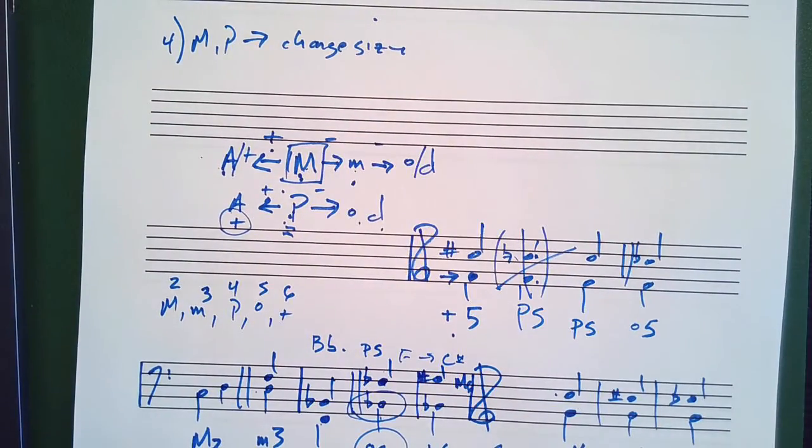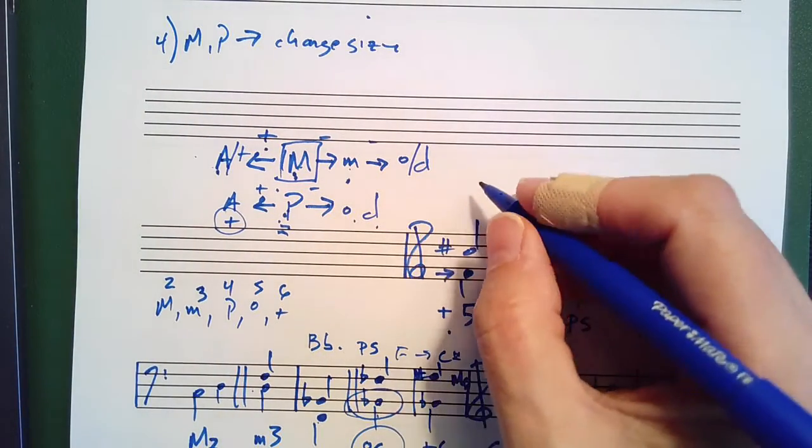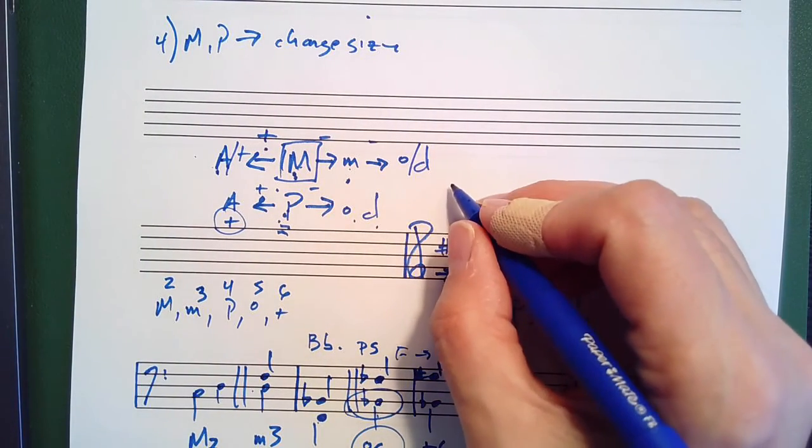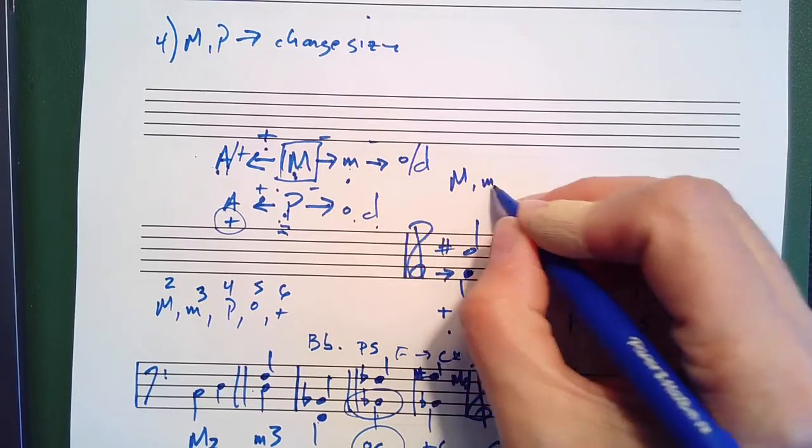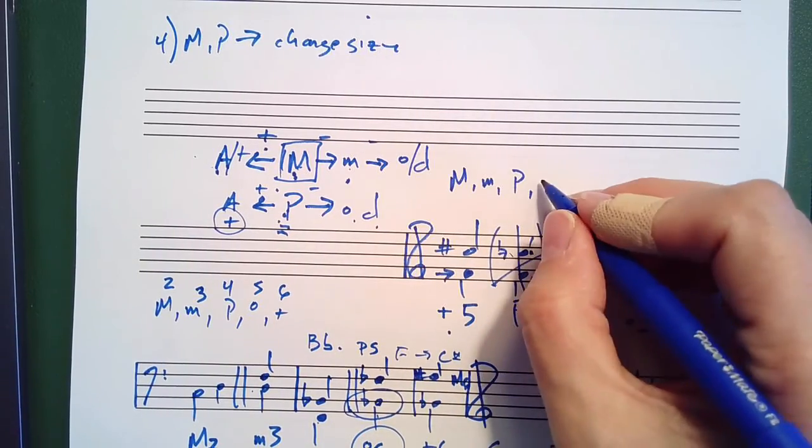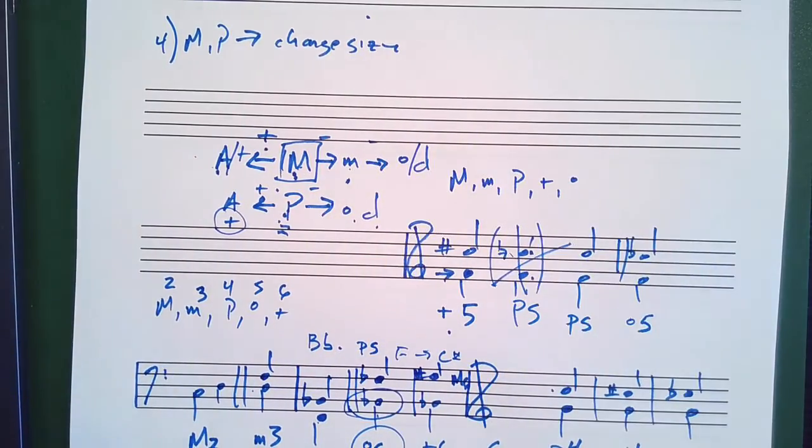This basically covers the full explanation of how to generate and construct any major, minor, perfect, augmented, and diminished intervals. I'll make one more video to summarize this very concisely and post it at the bottom of this page.